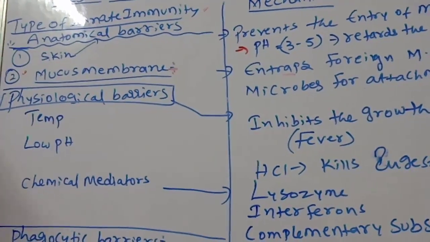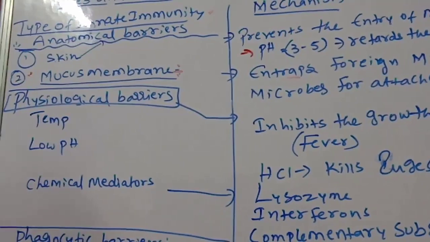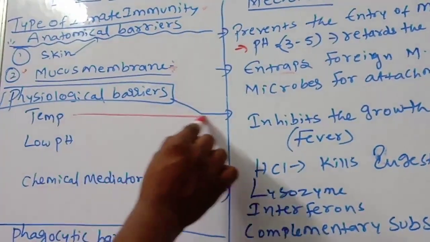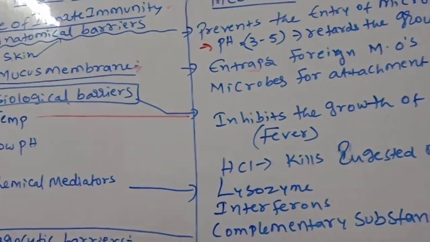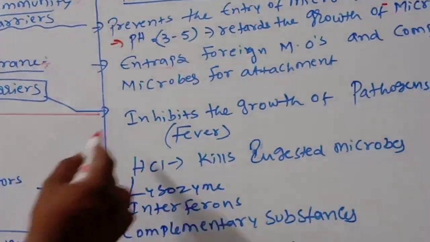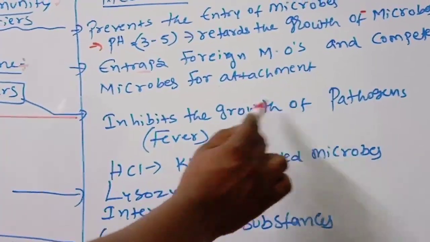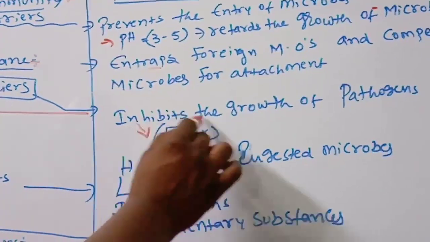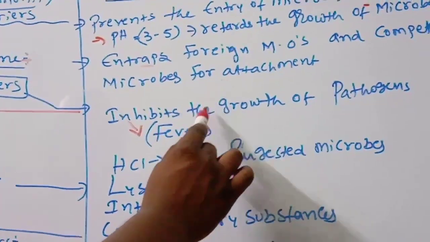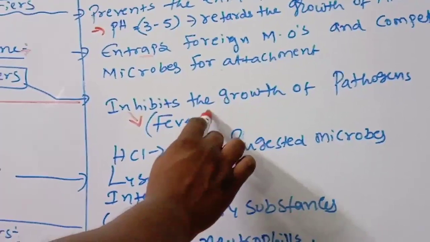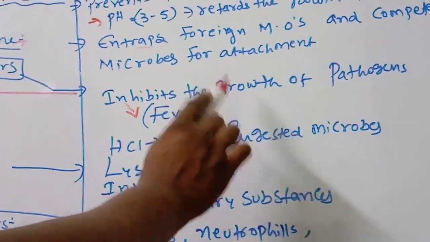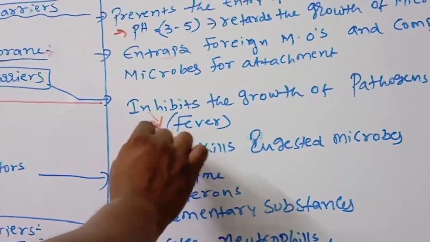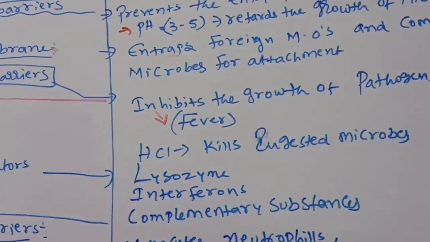Next, physiological barriers. What are physiological barriers? Number one, temperature. Temperature is a physiological barrier. What is the importance of the temperature here? The temperature inhibits the growth of pathogens. You know, fever is also good for us. Occasionally fever is good. Why? Because in high temperature, growth of pathogens will not happen, because temperature inhibits the growth of pathogens.